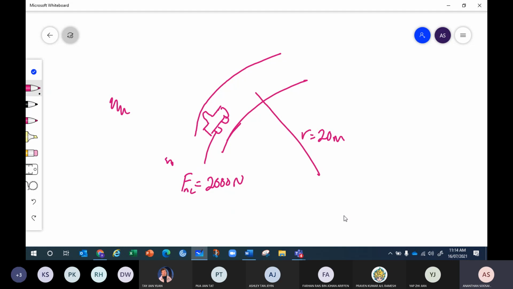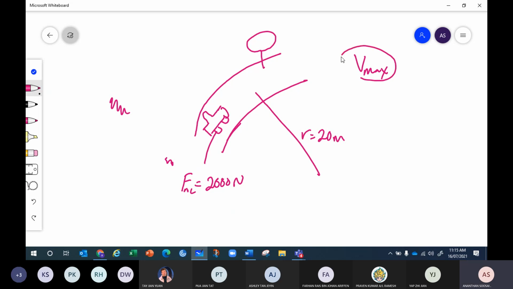Still, centripetal force is required. Now the question is, your new tire can withstand 2000 Newton of friction. Of course, you will have a speed limit, right? What is the fastest you can go without skidding? Is the speed limit V max or V minimum? It's going to be the V max. So you have a certain maximum speed you can go without skidding.